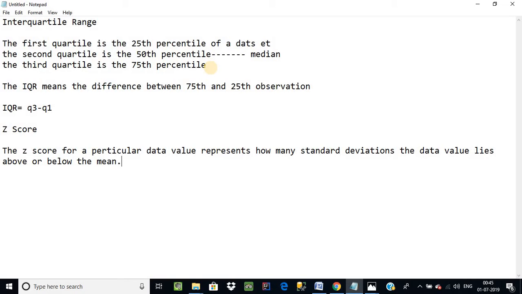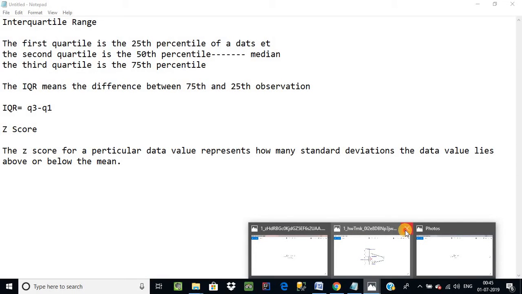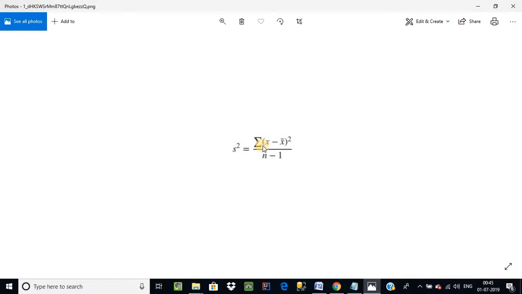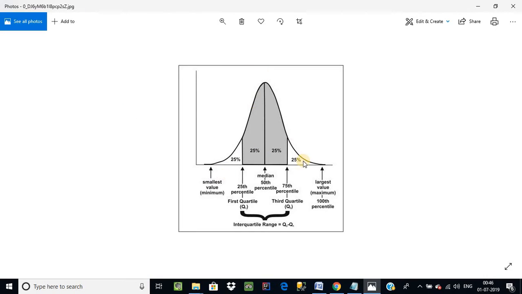So the z-score mathematical formula can be represented by z. This is the particular formula that I have. This is the curve that I was talking about. This is the 25th percentile, this is the 50th percentile, the 75th percentile, which are also termed as the first and third quartile. And as I have discussed, the interquartile range is nothing but the third quartile minus the first quartile.